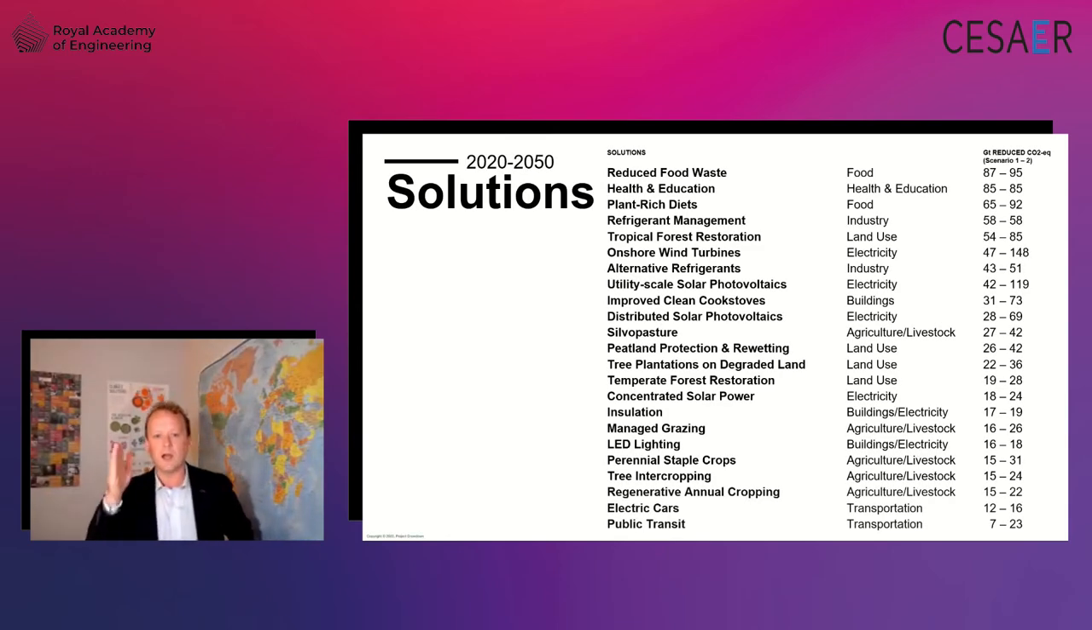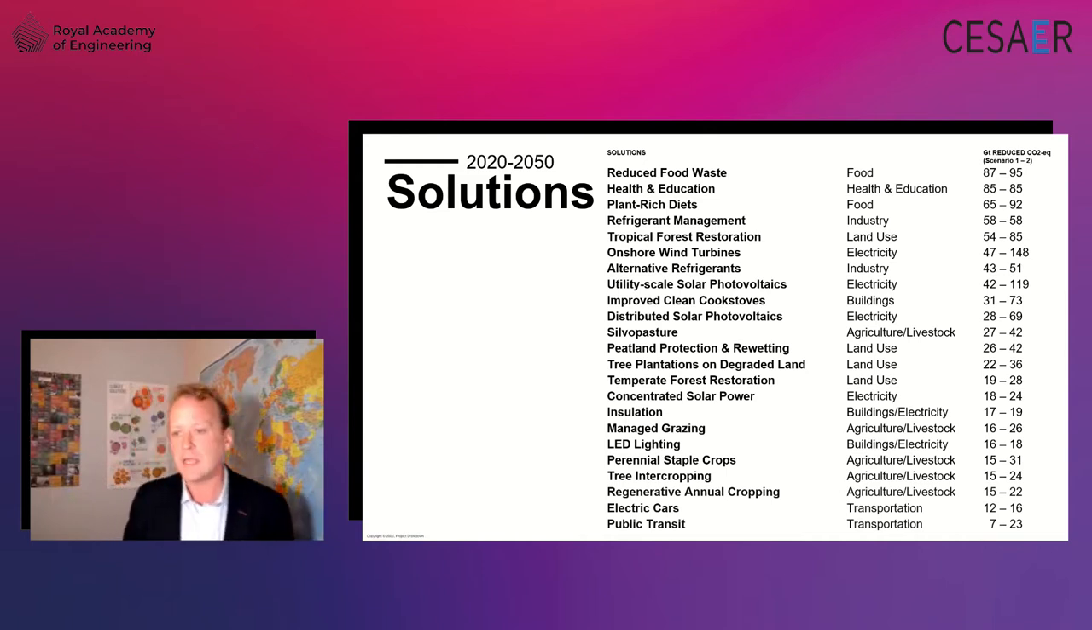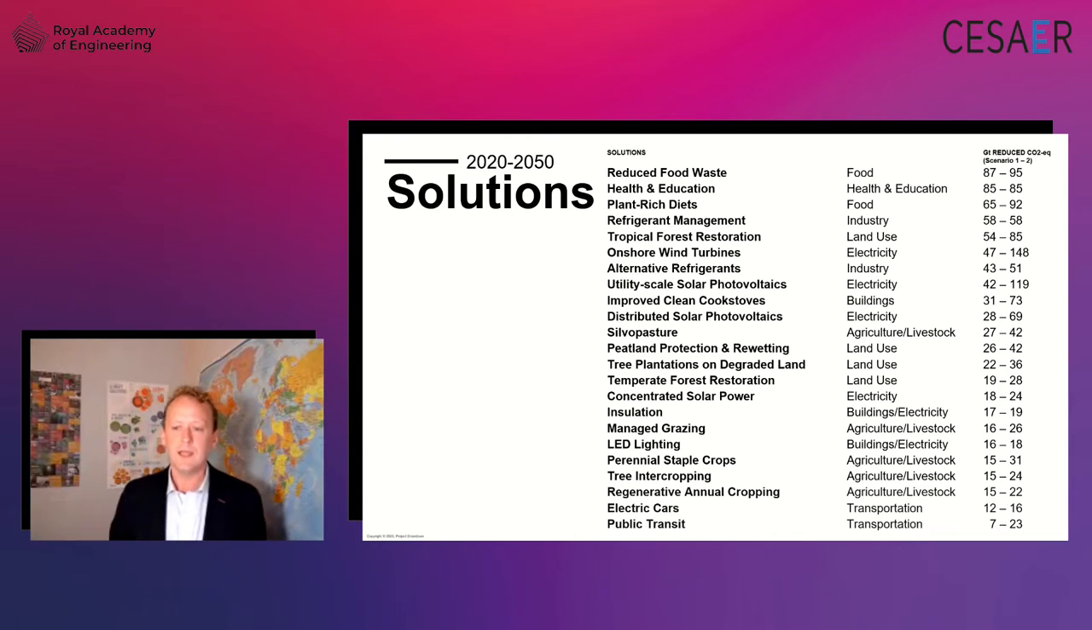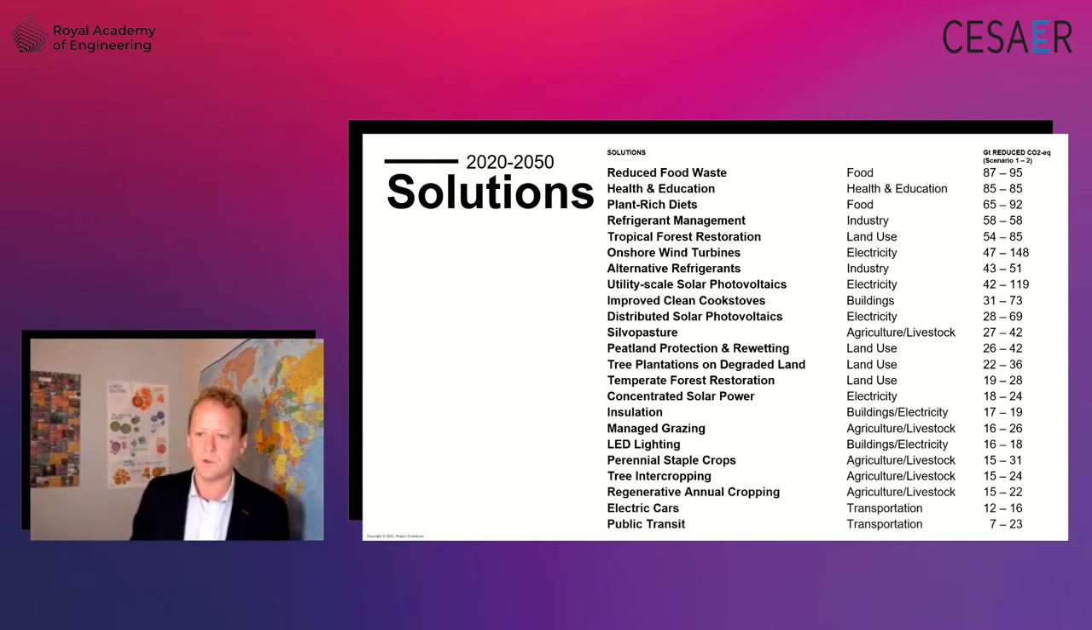And this, I hope there's a list up here. And there's a list of 25 or so of the most substantive technologies and practices that, when taken together, can achieve that point of drawdown. And to the right of that slide, you see gigatons of reduced CO2 equivalent that can be either avoided and/or sequestered over a 30-year period from 2020 to 2050.